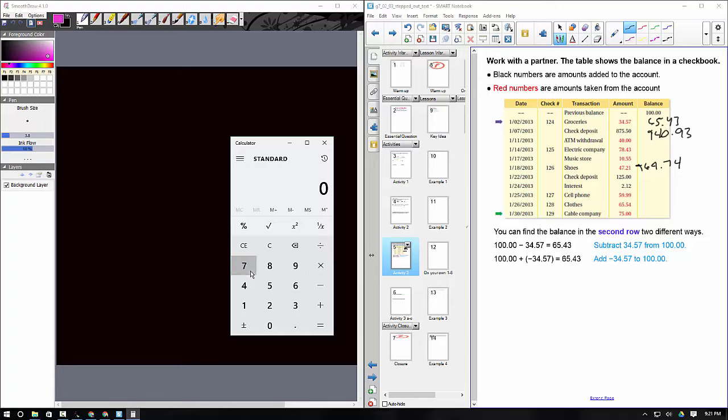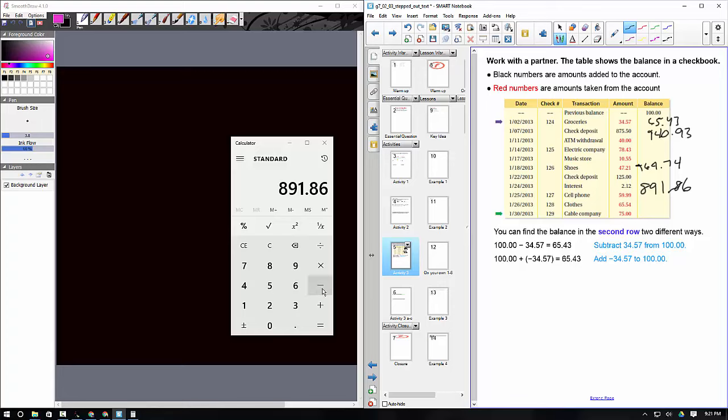So I have 764.74. I'm going to add 125. I'm going to add $2.12. There you go. So I'm at 891.86. Sorry, it's hard to write in this one.